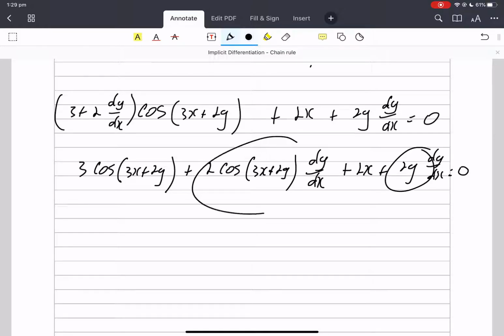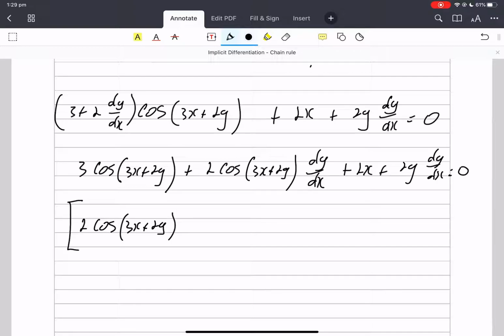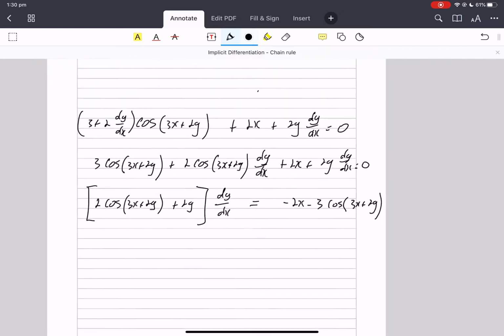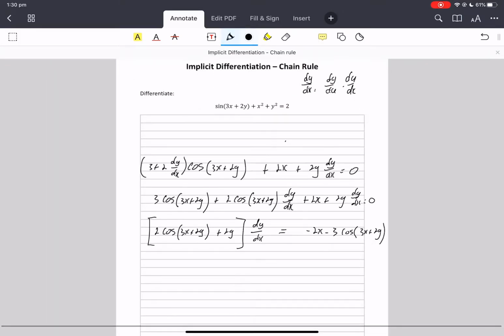Let's factor. So 2 cos plus 2y dy/dx. Yep, okay. Then we want to get these other terms that don't have a dy/dx in them to the other side. So let's go, and pretty straightforward there. Sorry, I left a big gap there from the question, but anyway.